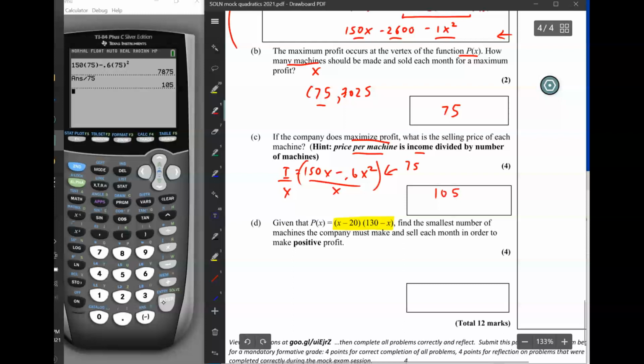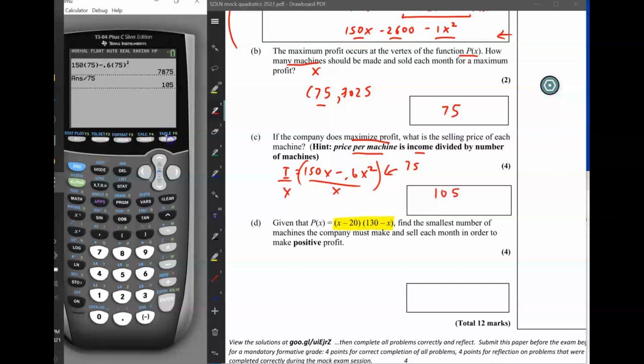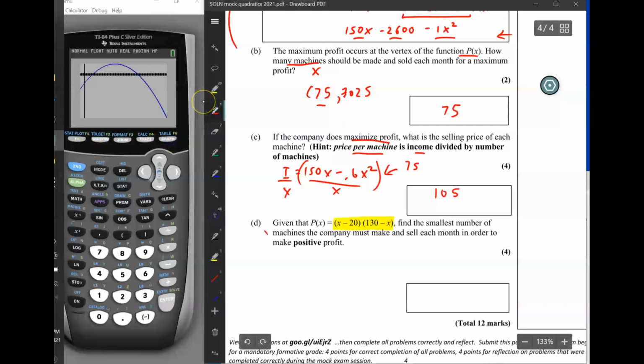They mean that we looked at the graph of P already, right? It looks like that. It says find the smallest number of machines, which is the x value. Find the x value which the company must make each month to make a positive profit. What does a positive profit mean? That means any point on this curve that's above the x-axis, because this is the profit curve. When is this curve above the x-axis? Well, it's above the x-axis between the two x-intercepts.